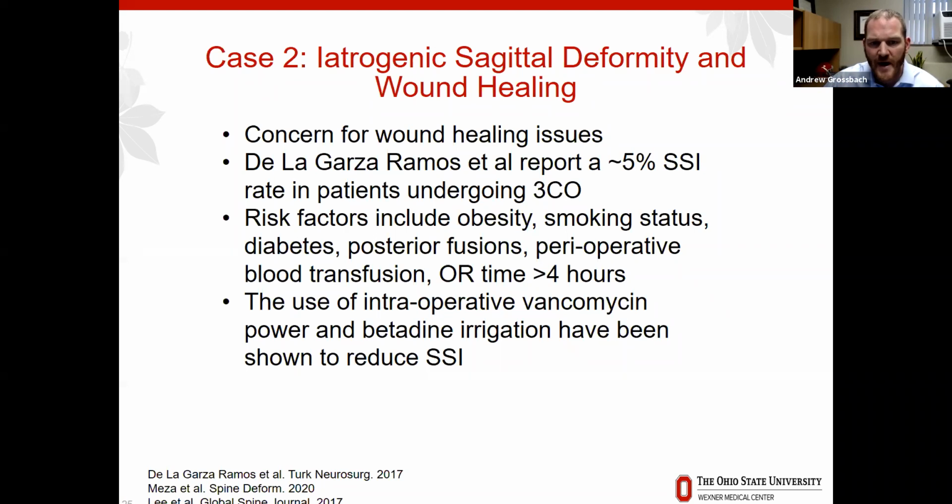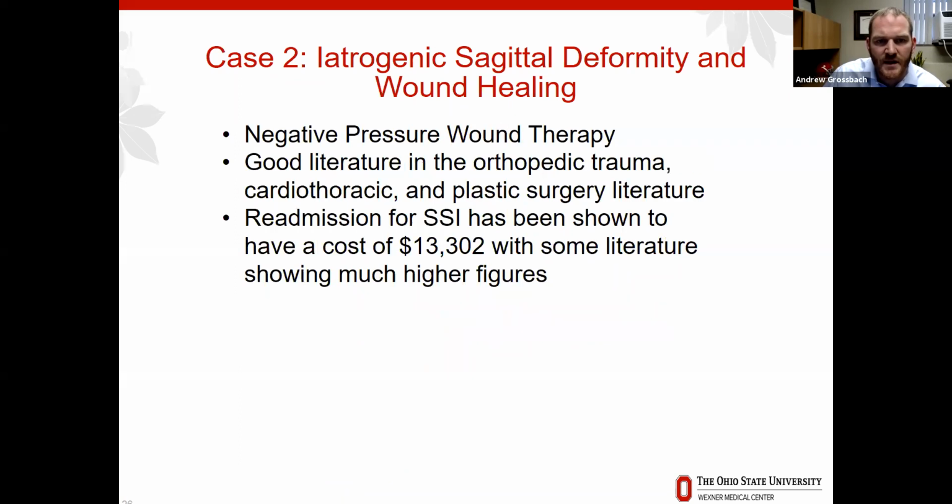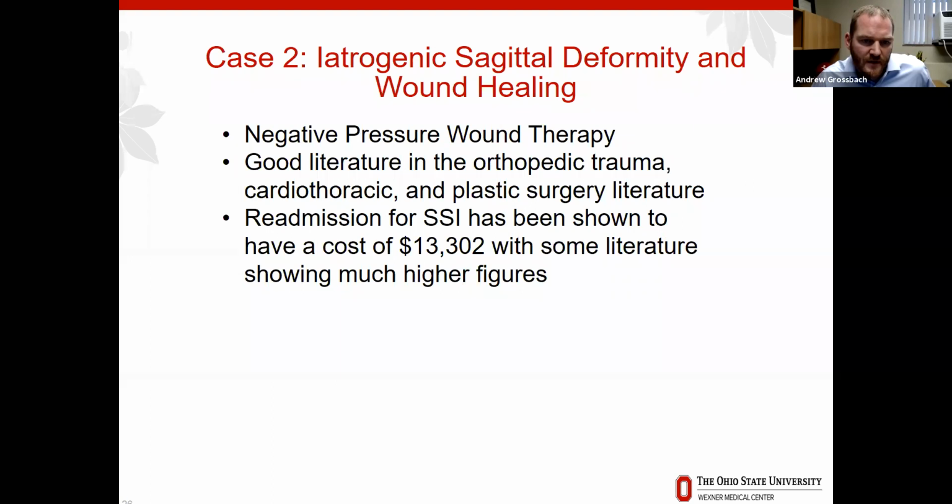There are some things we can do to combat that. Use of intraoperative vancomycin has some good literature out there. Use of antibiotic or betadine irrigation has also been shown to reduce surgical site infections. So I use both of these in my cases. Something else I've been using over the past year and a half or so is negative pressure wound therapy. There's pretty good literature in the orthopedic trauma, cardiothoracic, and plastic surgery literature, not a ton in spine. But I'll show an example of this device here in a second. And readmission for surgical site infections is very costly.